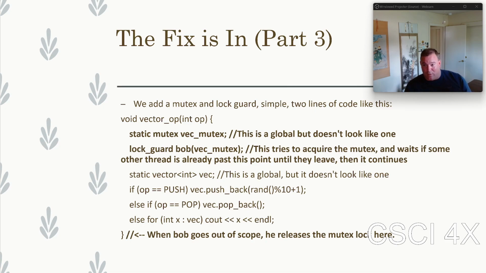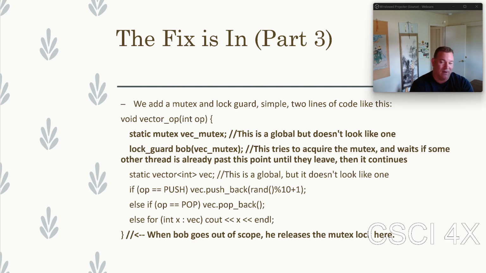The mutex class itself is not actually that complicated. You just say mutex.lock, and now you've acquired the lock. If you've acquired the lock and somebody else tries to acquire it, they wait. Normally you'd lock here, and then at the end of the scope, you would unlock it. But the problem is if any of these things throw an exception, then the unlock never gets called.